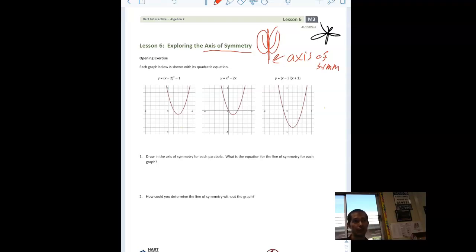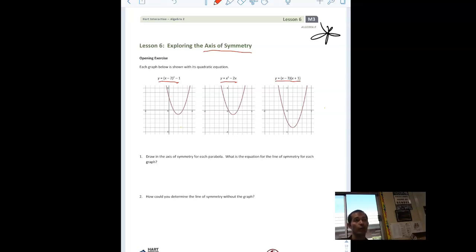And the axis of symmetry is always in the form of x equals, okay? So you want to be able to understand it's always in the form of x equals. Okay, so I'm going to erase that real quick. Let's look at a general overview of the three graphs that we have. The first equation is in vertex form, the second equation is in standard form, and the third equation is in factored form.